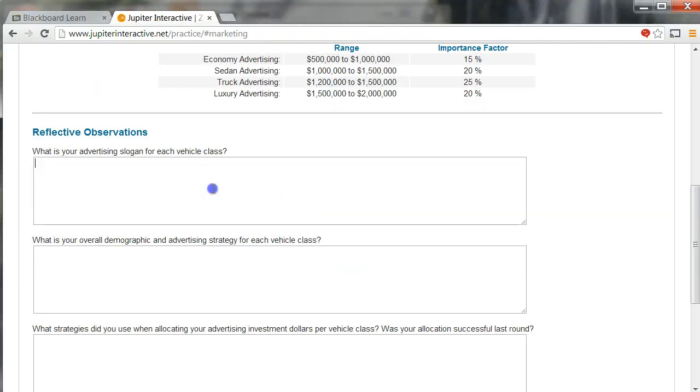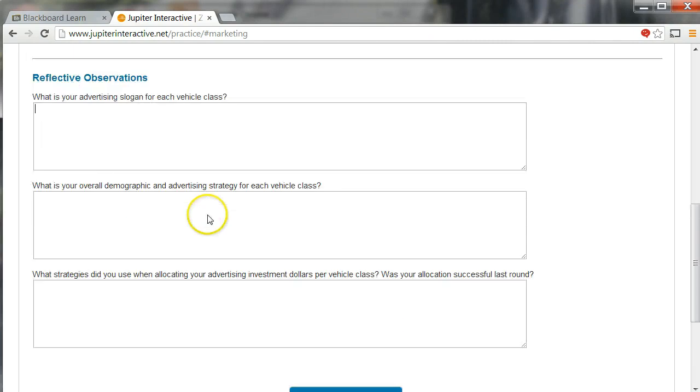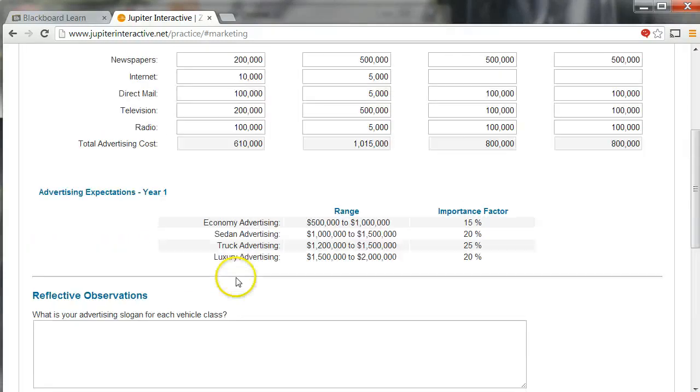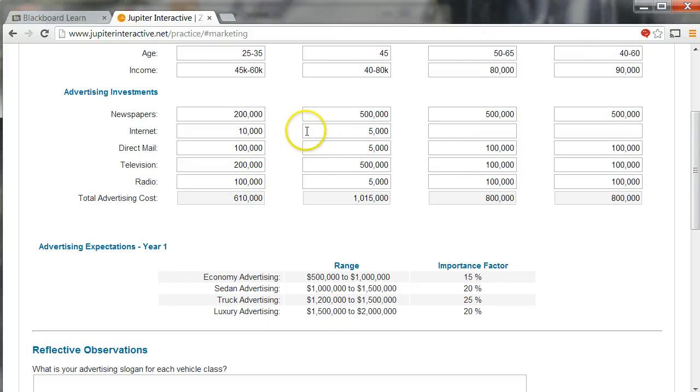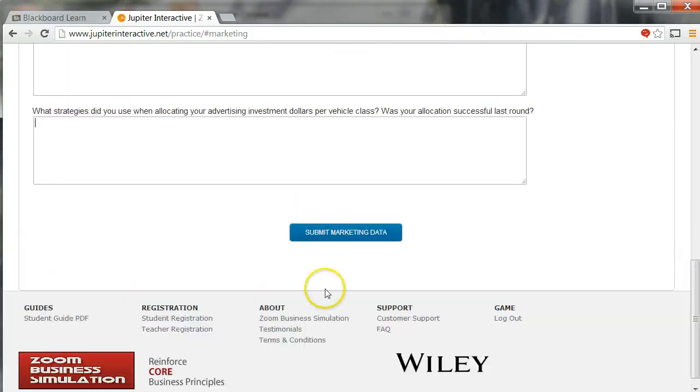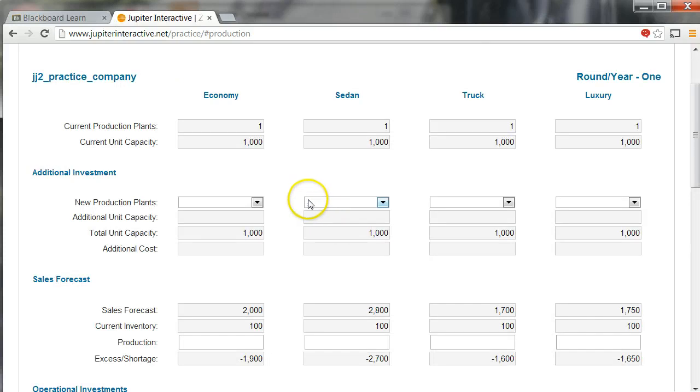You also have to fill out these reflective observations about what your slogan is. So you get to be a little creative and make a slogan for each car. Think about the demographic you want to sell to and what strategies you're using when you're developing your advertising budget. Okay, once marketing is done, I'm going to say I'm done with marketing, and clicking that blue button uploads it to the database.